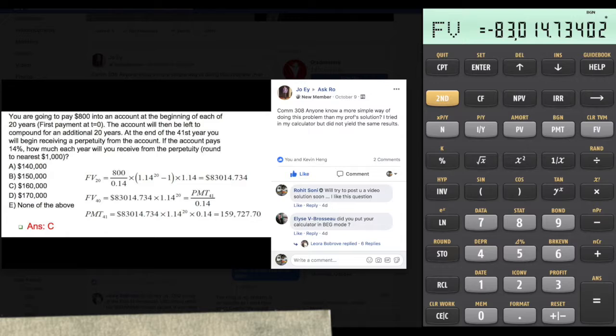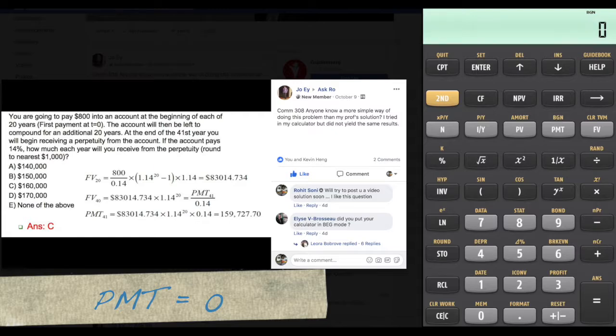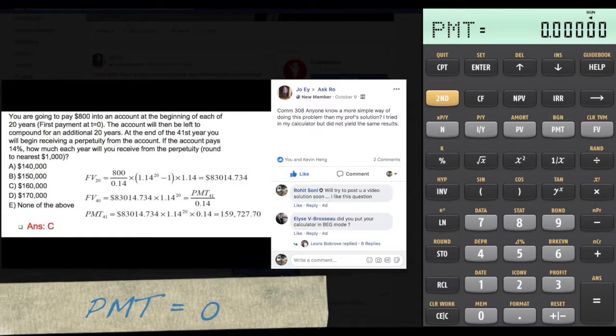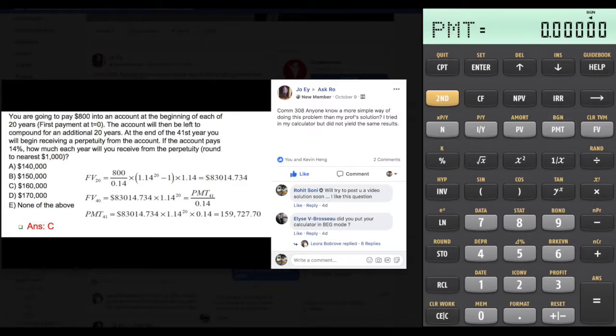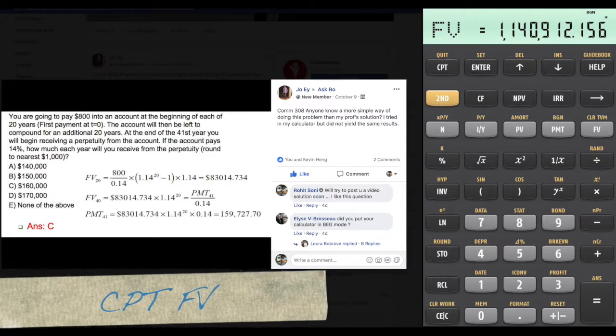And now what I want to do is grow this amount for another 20 years. So I'm simply going to press present value. I'm going to replace the payment with 0. It doesn't matter if I keep the payment at beginning or end, simply because I put 0 for payment. I can press 20 for N and compute the future value. So this is the value at time 40.